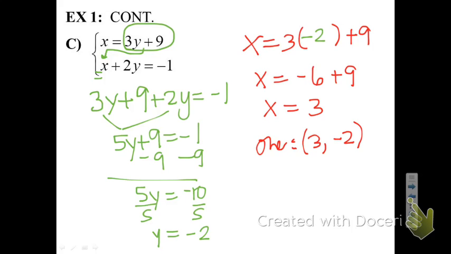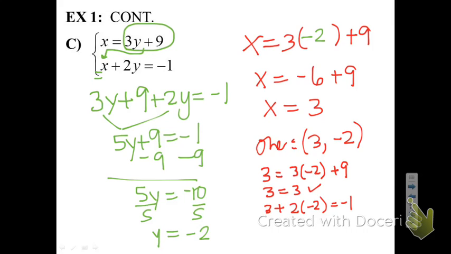To check both of these in the original equations, we take the x and replace it with 3. So 3 equals 3 times our y value, -2, plus 9. 3 times -2 is -6 plus 9 is 3. So it checks in the first one. The second one, again, we replace: 3 plus 2 times -2 to see if it equals -1. So 3 plus 2 times -2 is -4. -1 equals -1. It checks, so we know that this is the correct solution to this problem.